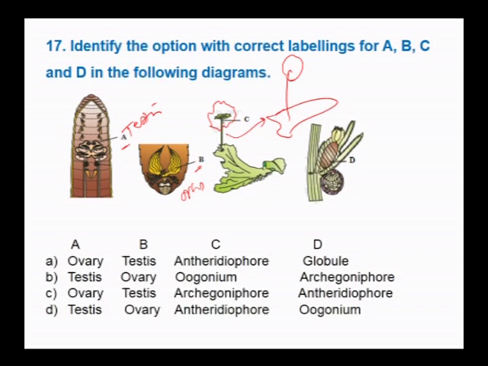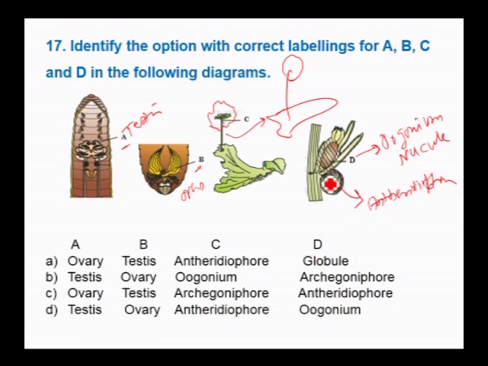The last diagram is Chara. D is the oogonium. D is the oogonium. You can also call it the nucleus, the female reproductive part, whereas this is the male reproductive part called antheridium or antheridiophore.